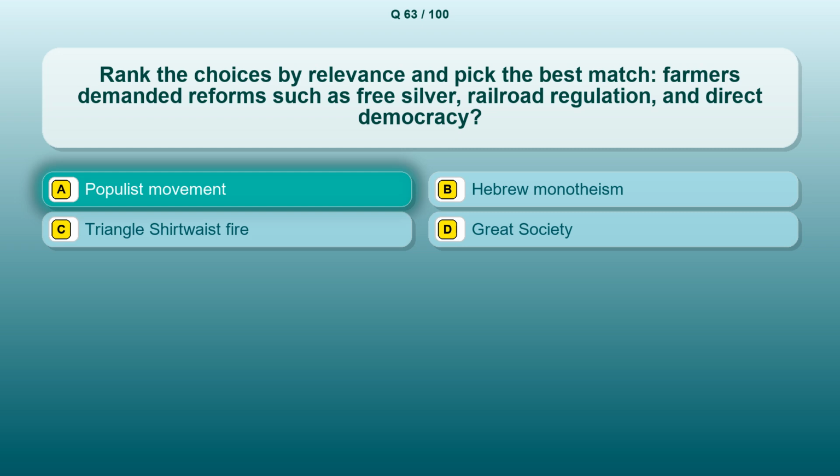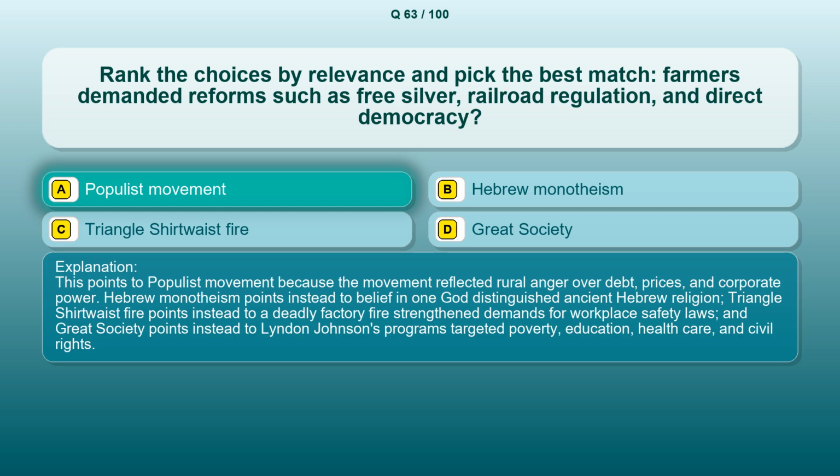The correct answer is option A, Populist movement. This points to populist movement because the movement reflected rural anger over debt, prices, and corporate power. Hebrew monotheism points instead to belief in one God distinguishing ancient Hebrew religion. Triangle Shirtwaist Fire points instead to a deadly factory fire that strengthened demands for workplace safety laws. And Great Society points instead to Lyndon Johnson's programs targeting poverty, education, healthcare, and civil rights.